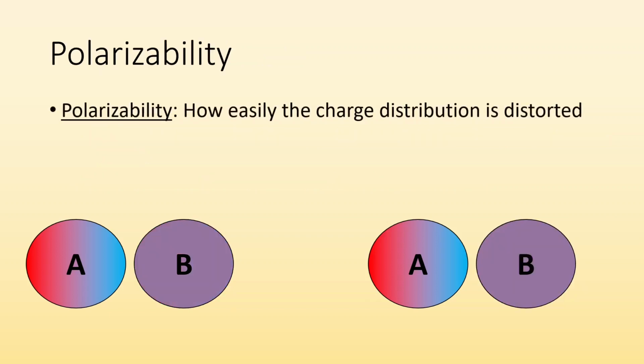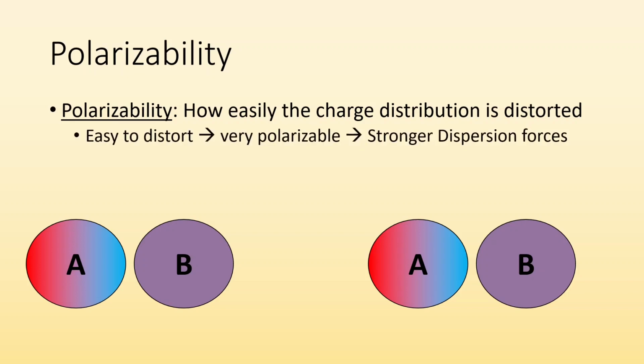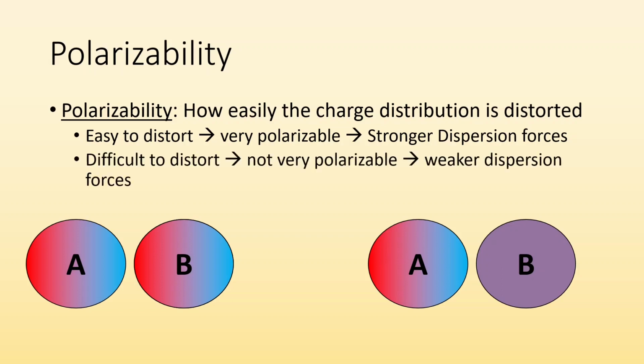Polarizability. It's basically just how easily is the charge distribution distorted? How easily is that molecule polarized? So if it's easy to distort, we call that very polarizable, and that means you will have stronger dispersion forces. So you can see on the left, hey, that thing polarized really easily, became very polarized just like A. But on the right, this one's more difficult to distort. It's not going to polarize a whole lot. It's going to have a weaker dispersion force.